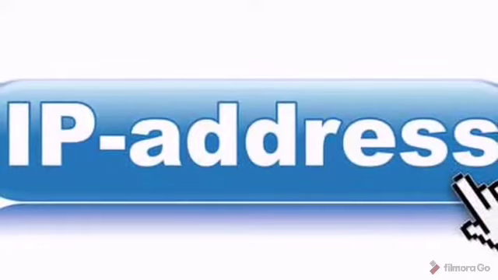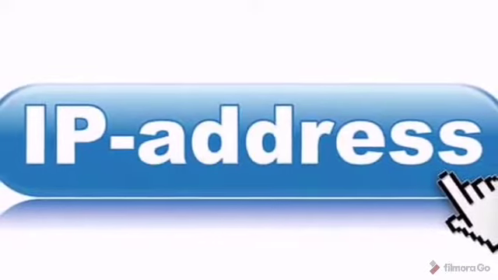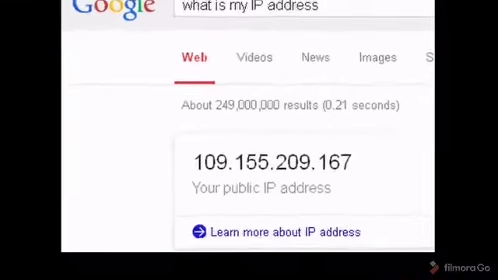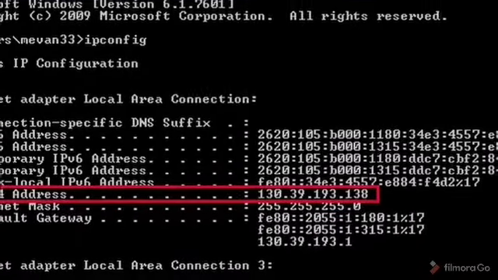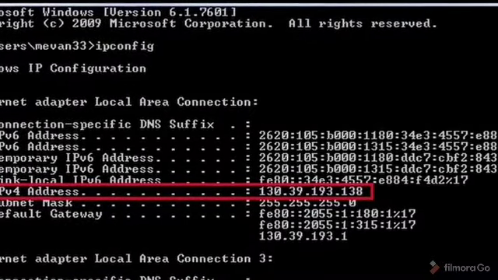Today we're going to be discussing IP addresses. What is an IP address? What is a local IP address? What is an internet IP address? Many people are confused about the IP address over a network. When you go on the internet and find your IP in Google, it shows you an IP address which is very much different from the IP address you will find in the command prompt. Most IP addresses usually look like this on the screen.